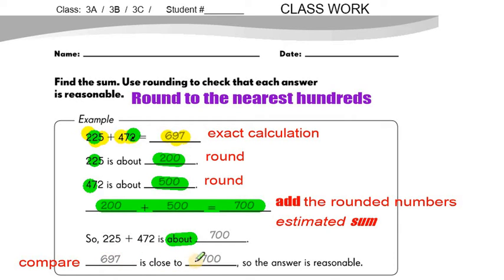697 is close to 700? Let me check. Yes, because 697 plus 3 is 700. So they're really close together. And that way I know that my exact calculation is reasonable.